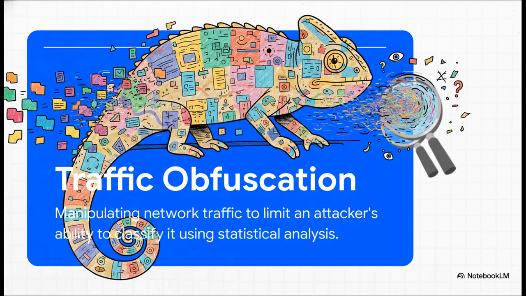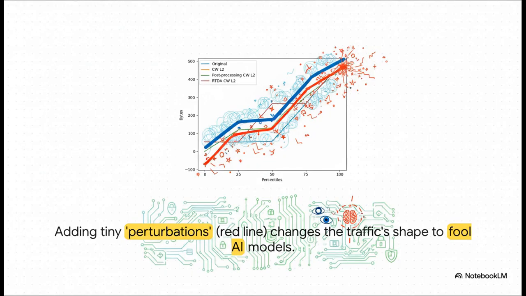The solution is an incredibly clever technique called traffic obfuscation, and it is, quite literally, digital camouflage. Defenders will deliberately mess with their own network traffic to make the patterns totally random and meaningless. It's like a chameleon changing its colors to blend in. The goal is to make it impossible for an enemy's surveillance AI to have any clue what it's seeing. So how on earth does that actually work?